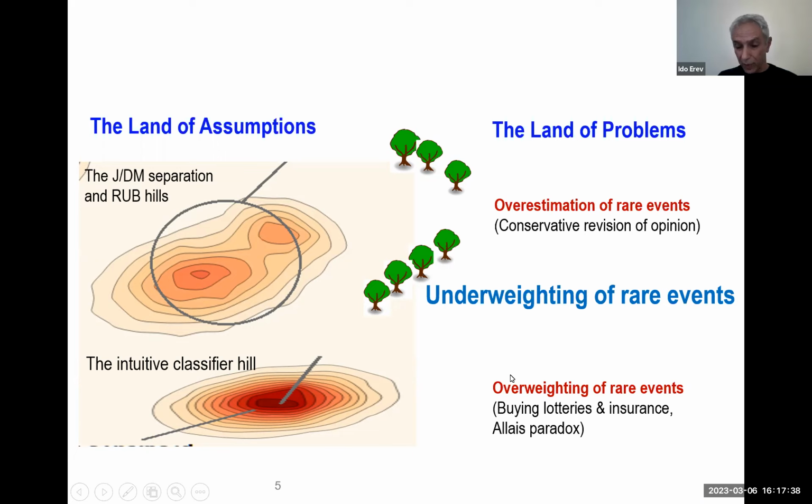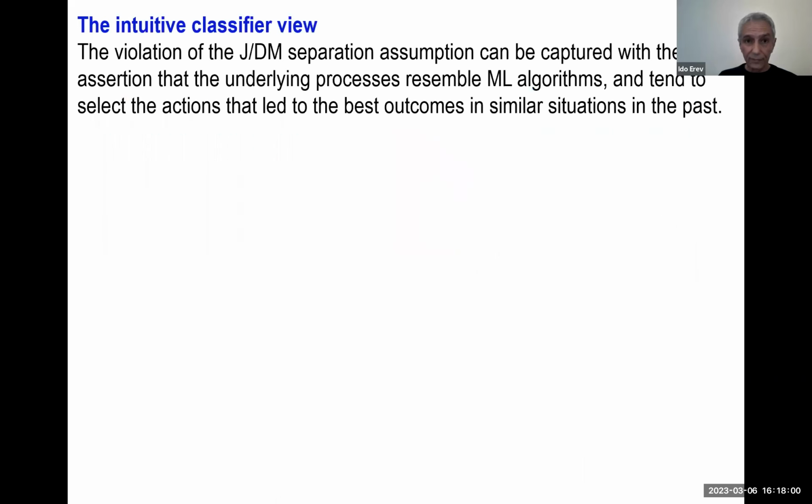What we are trying to do in our paper, and what I will try to do in the current talk, is to highlight the benefit of rejecting the JDM separation assumption and considering the possibility that the underlying processes are similar to a machine learning classification algorithm. So let me try to explain what I mean by the intuitive classifier view. Basically, I argue that the violation of the JDM separation assumption can be captured with the assertion that the underlying processes resemble a machine learning algorithm.